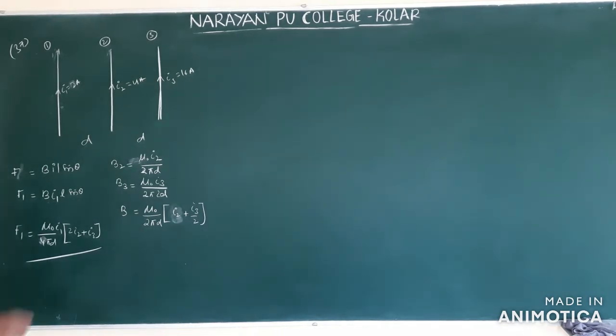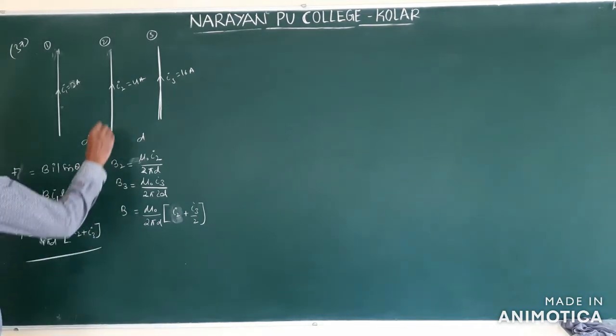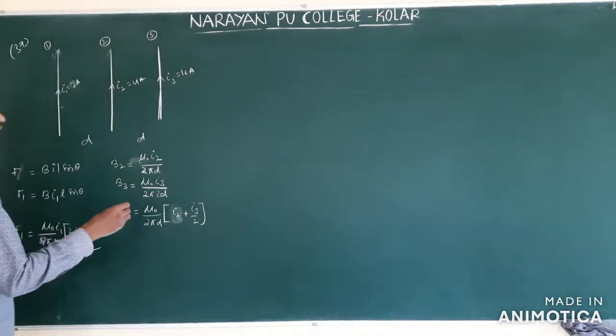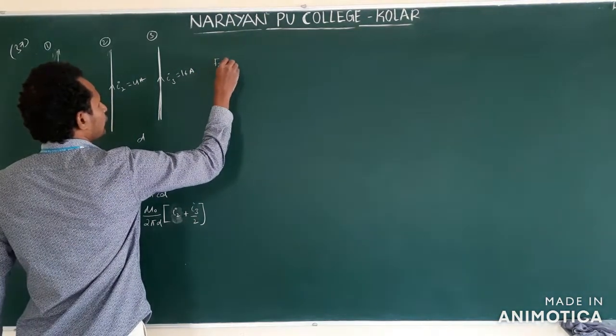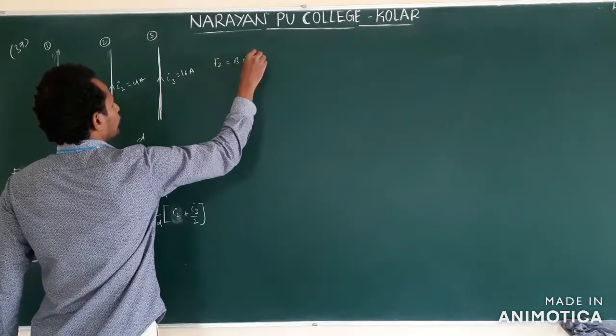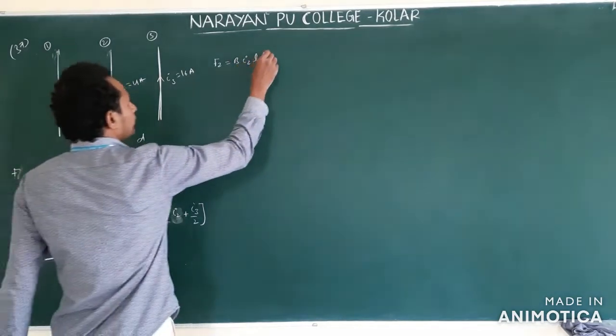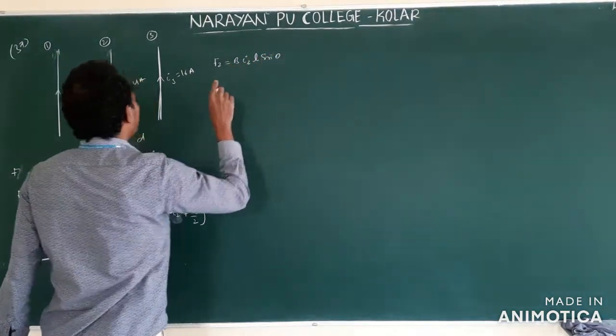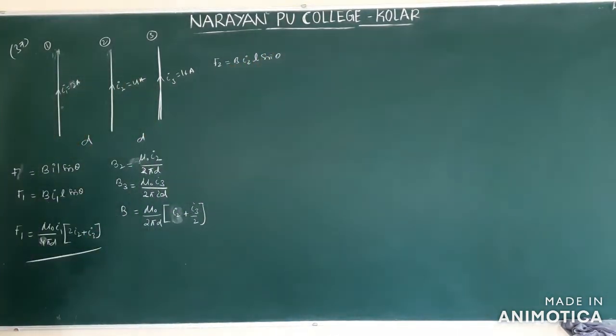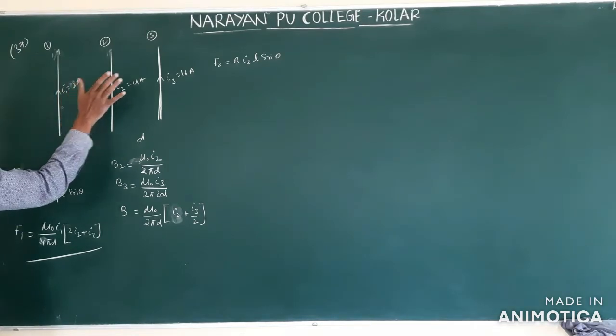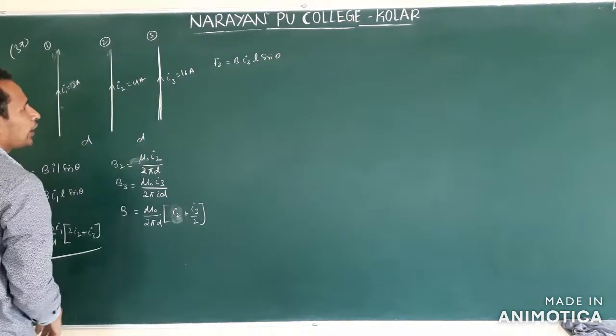Next, we need to find the second one. Second one, again the same procedure. How do we write the force on the second one? F2 is equal to B I2 L sin theta. Clear? Again we need to find B at the second conductor. Due to this field moving in, and due to this field coming out.